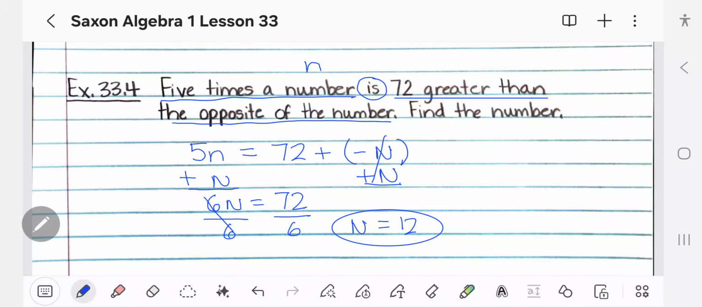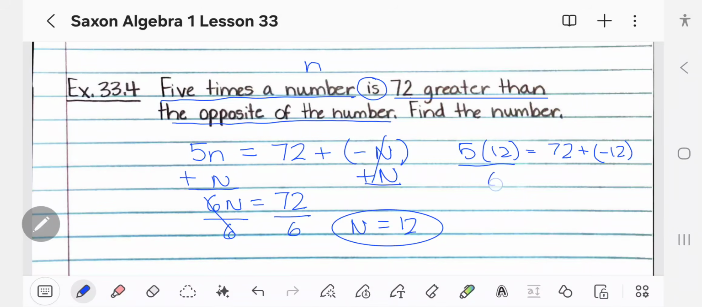And you can check that. 5 times 12 is 60. And that's 72 greater. Let's see, wait, am I doing that right? 5 times the number is 72 greater than the opposite of the number. Yes, that's right.